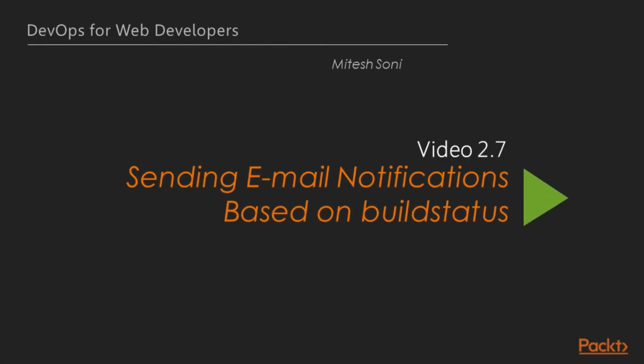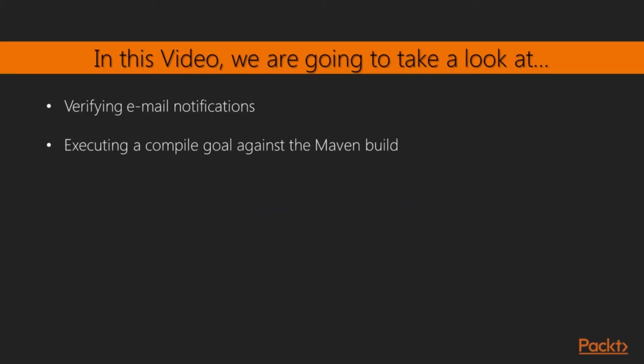Welcome to the next video of Section 2, Sending Email Notifications based on Build Status. In the previous video, we have learned about managing nodes. In this video, we will learn how to send email notifications based on build status. Notifications are always helpful in case of failures. Consider a scenario where a build failure or test case failure has to be notified to a specific set of stakeholders. In such a situation, it is desirable to have email notifications.